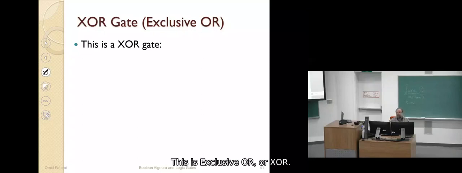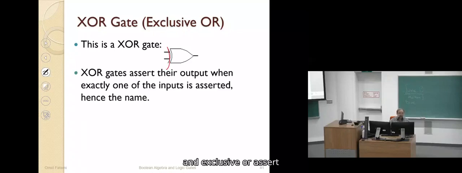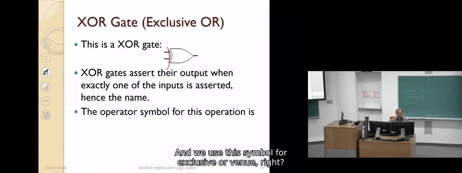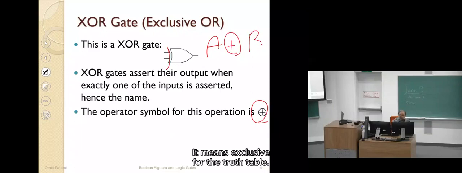So this is exclusive OR, or XOR. We say XOR. So the symbol would be like that. It is like OR with a line here, with a curve here. So this is exclusive OR. And exclusive OR asserts its output when exactly one of the inputs is 1, not both. So just one of them. And we use this symbol for exclusive OR. When you write A, it means exclusive OR.